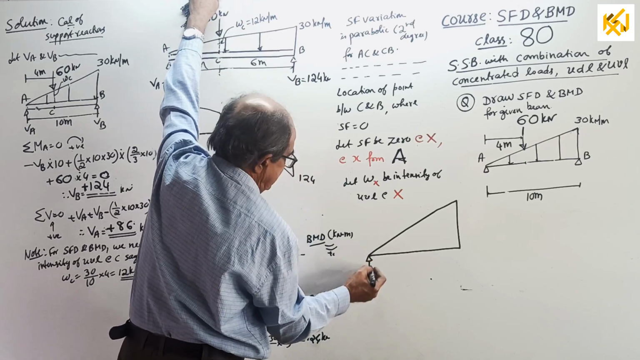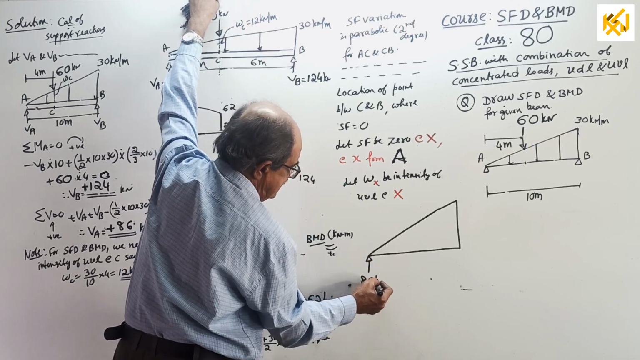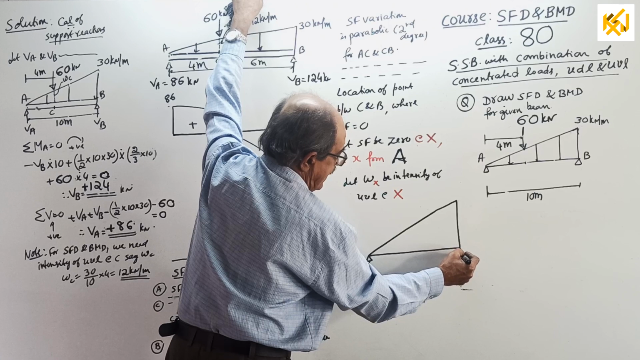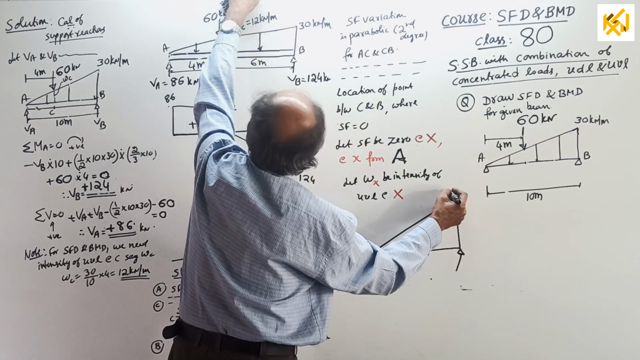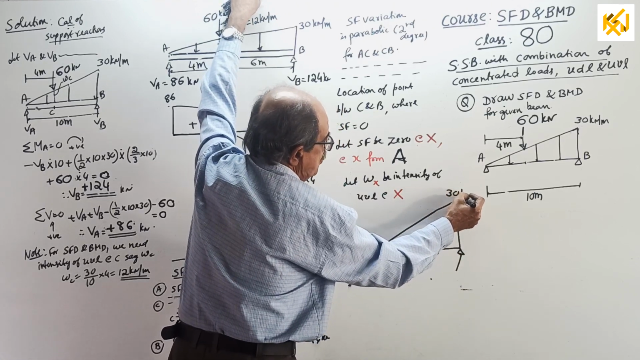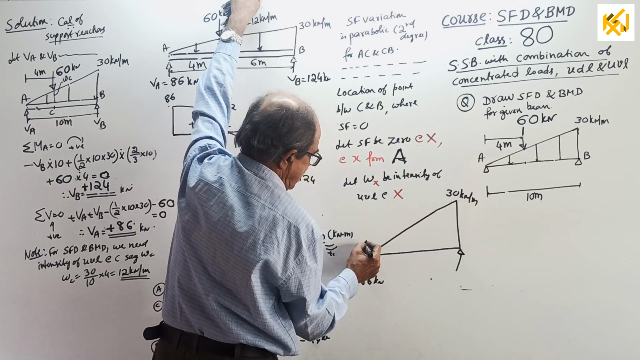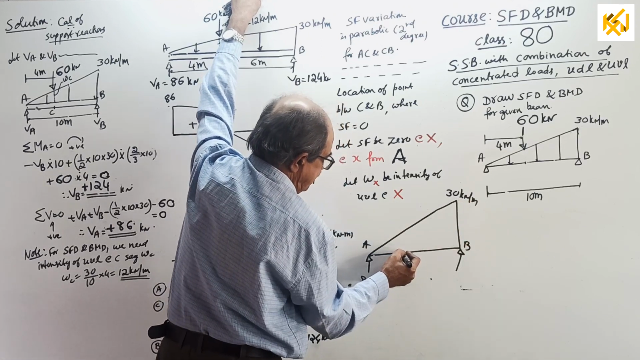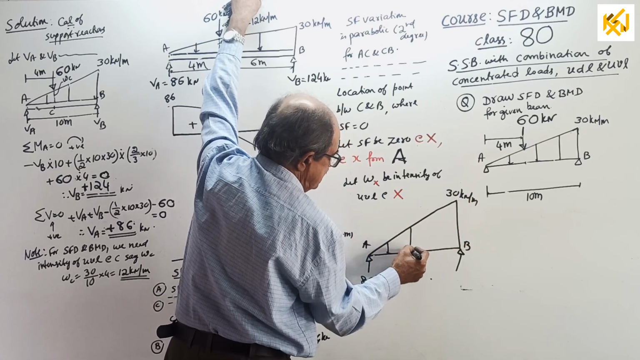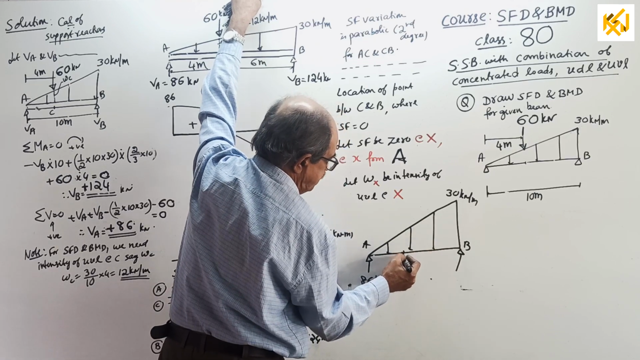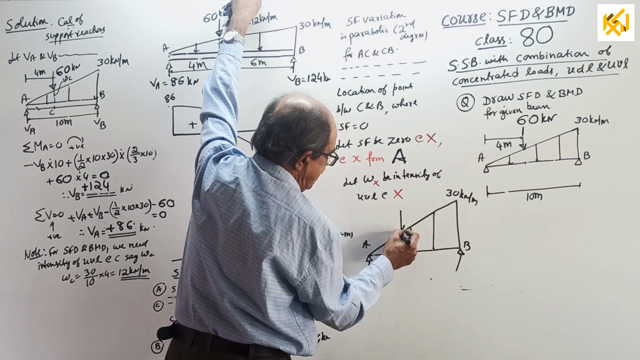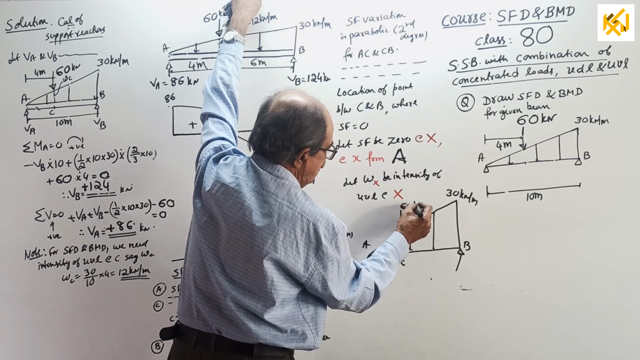This reaction is 86 kilonewton. This reaction you don't require now. This is 30 kilonewton per meter. This is A. This is B. This is the elevation. Somewhere here is the point C, where there is a point load of 60 kilonewton.